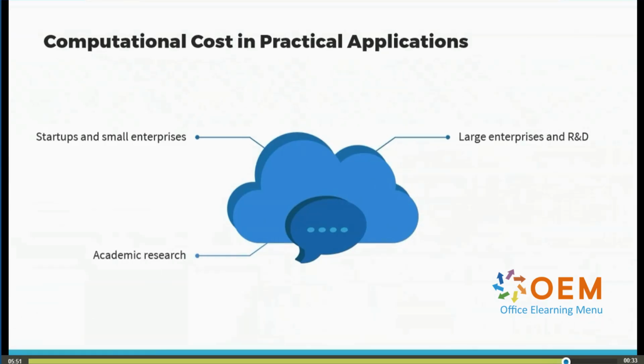Academic research. So universities and research labs must balance computational costs with the need for cutting-edge results. So they often rely on shared resources or grants. And the public sector. So governments and public organizations, they often face budget constraints as well, making it crucial to optimize computational resources for projects like natural disaster prediction or public policy planning.